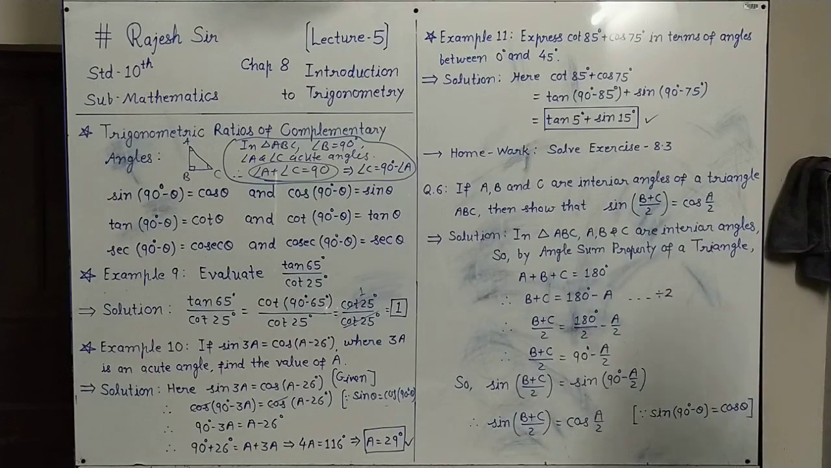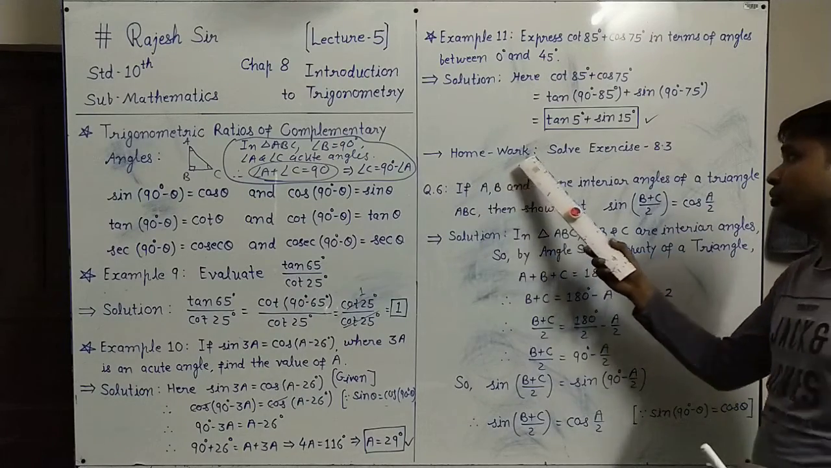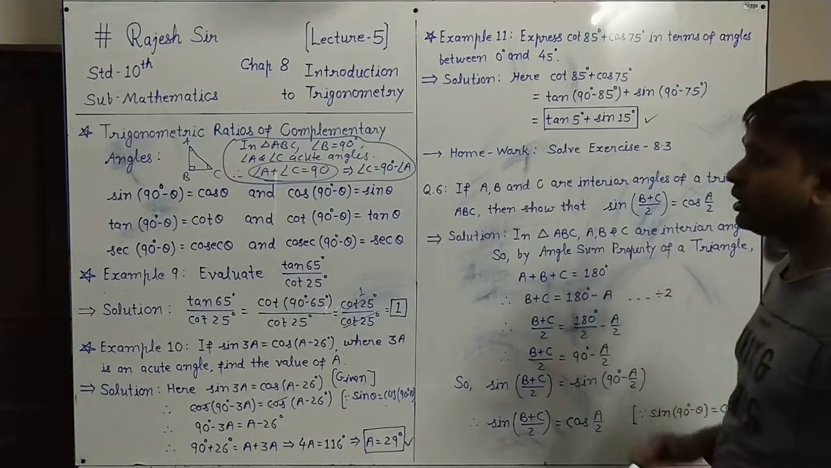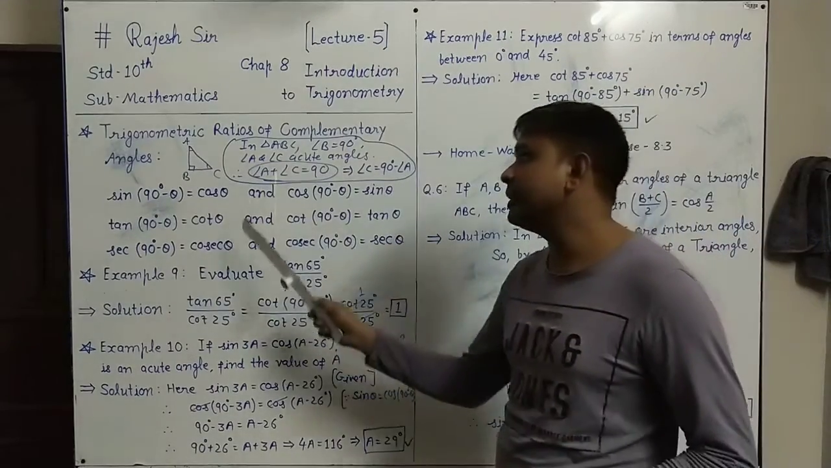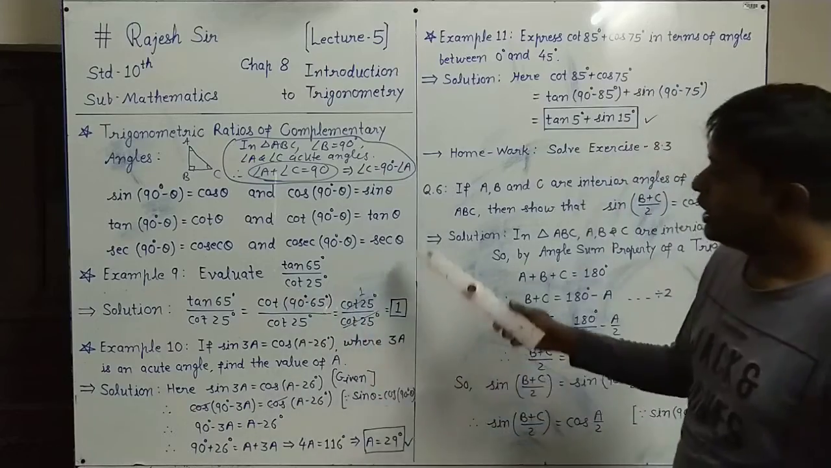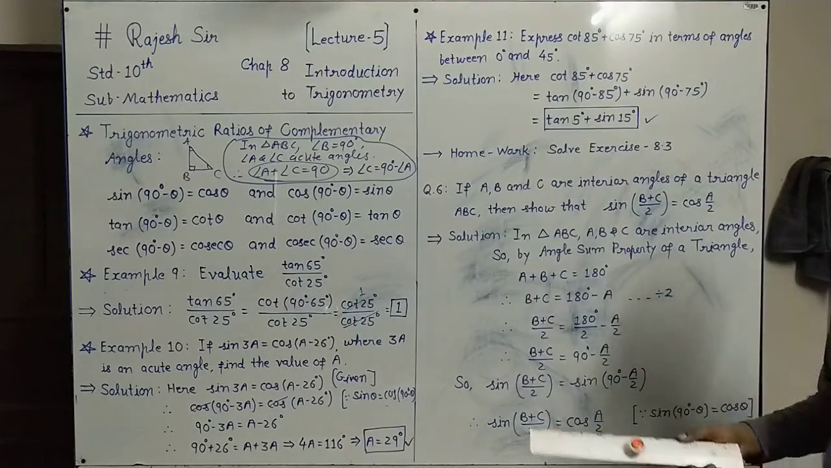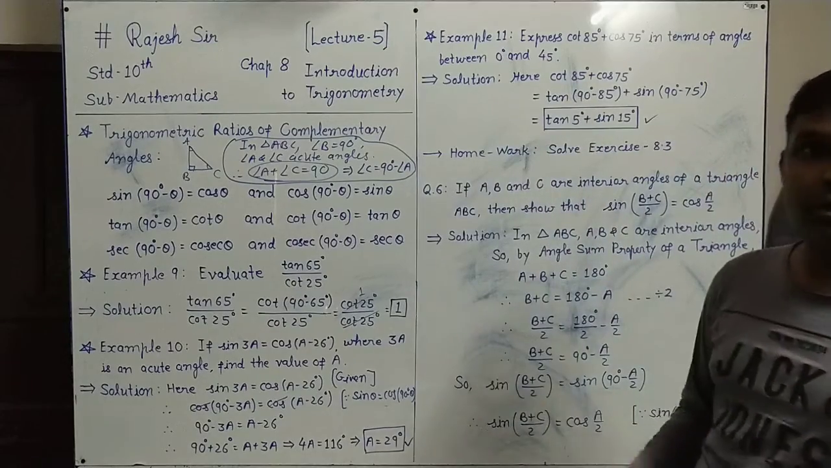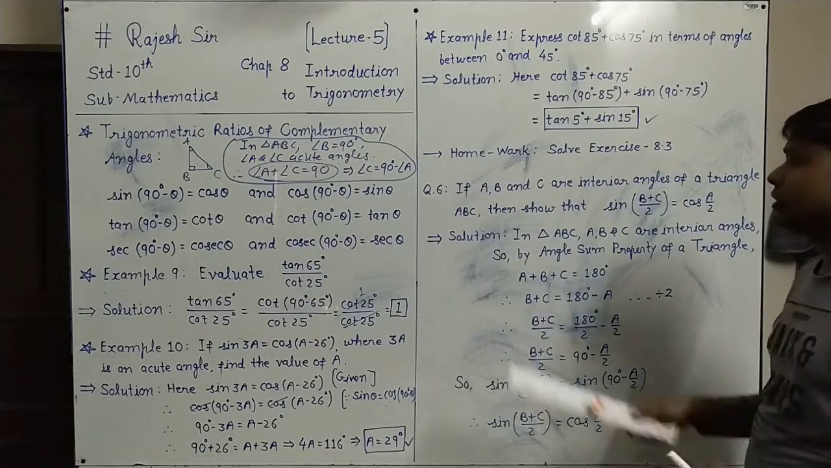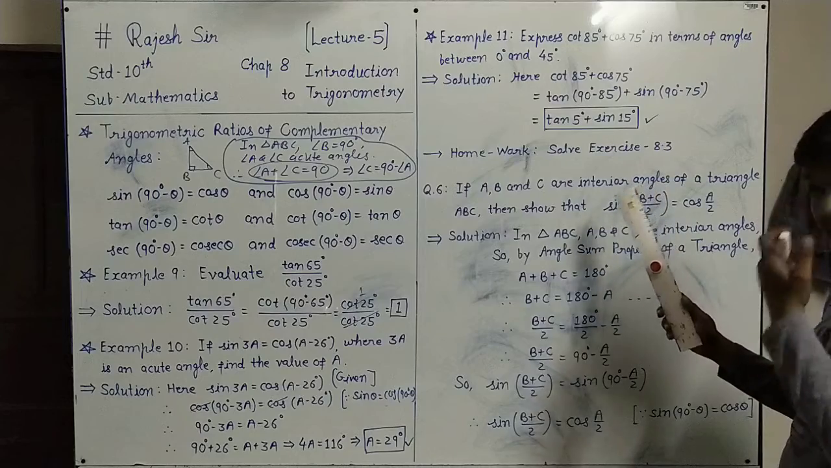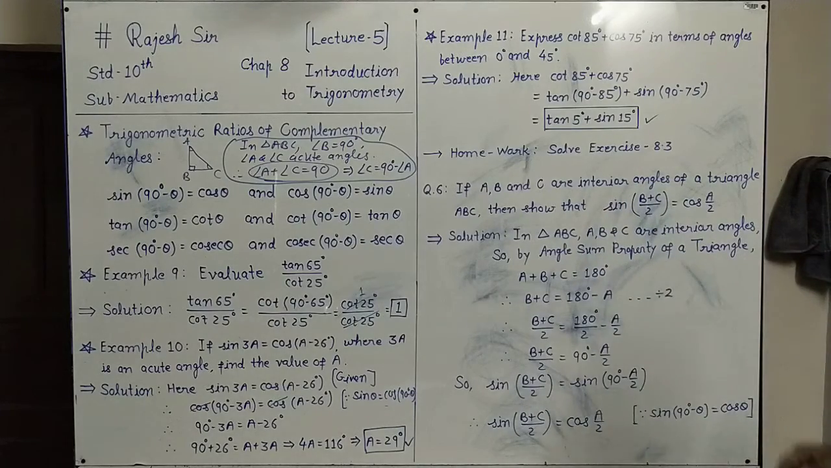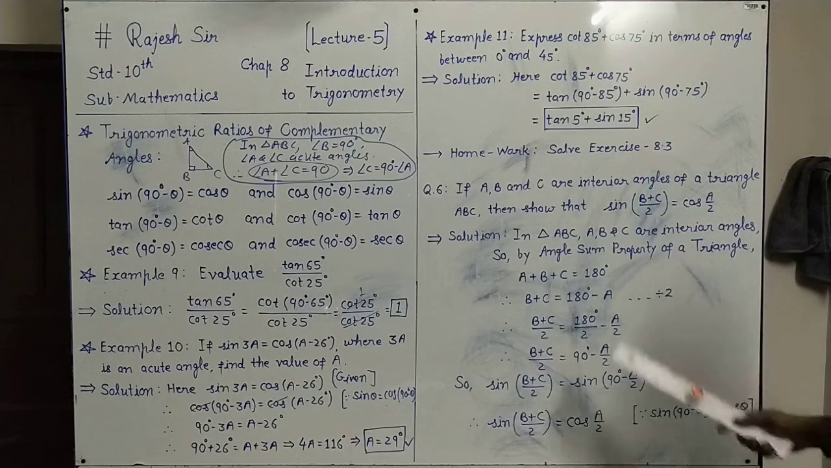After this example 11, you have exercise 8.3. You are suggested to do the homework and solve exercise 8.3 completely, in which we have to use this complementary angle related formula. This type of examples we have seen, and only that type of questions you will find, so you can solve it. Only question number 6 in this exercise 8.3 needs something more to be done, so we have done it here in this lecture itself.